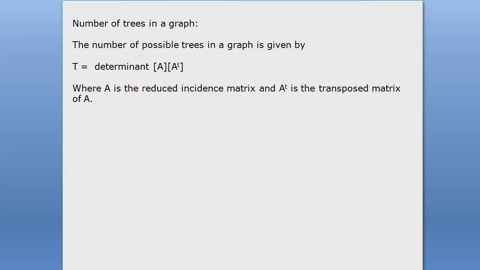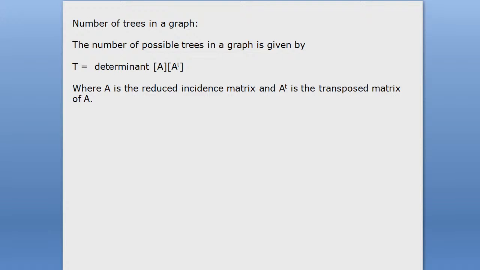You can calculate the number of possible trees for a graph by knowing its incident matrix. If you know the incident matrix, then you take the determinant of the product of the incident matrix and its transpose, and you can calculate the total number of trees. So let me solve a problem related to this. Calculate the number of possible trees.